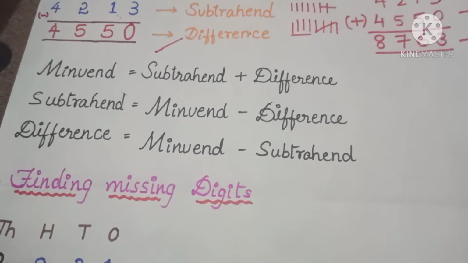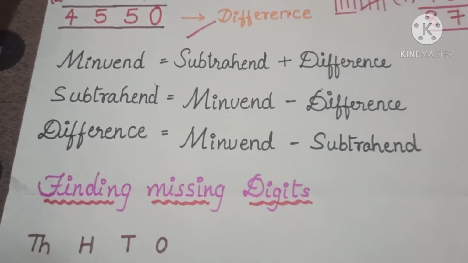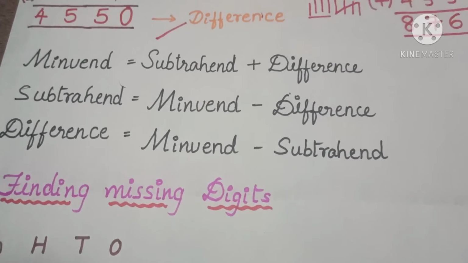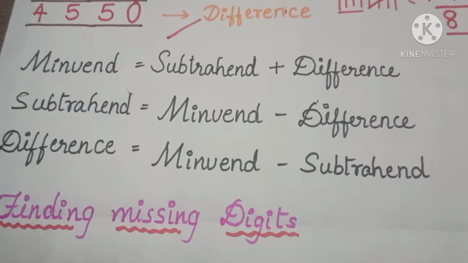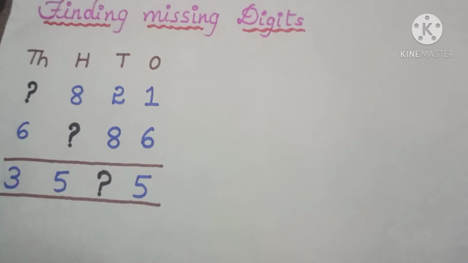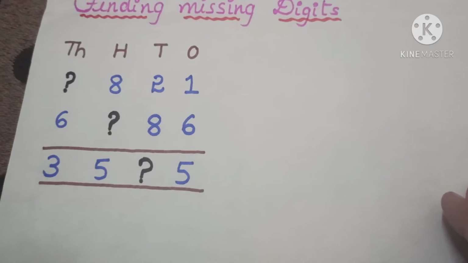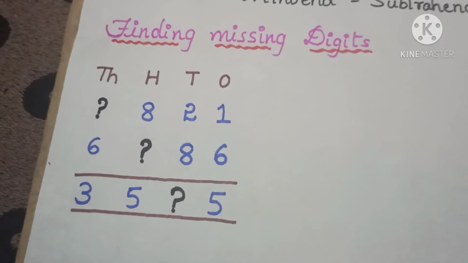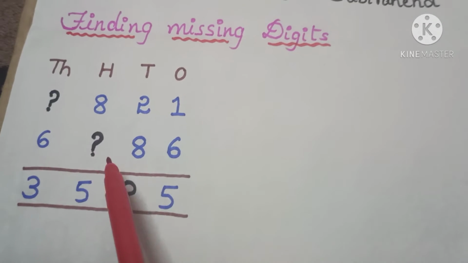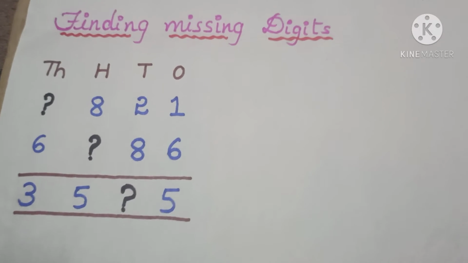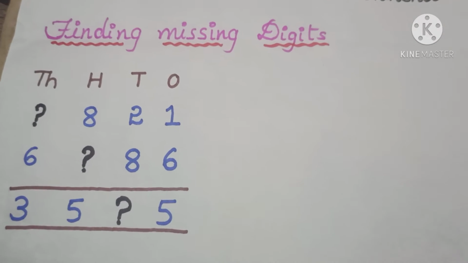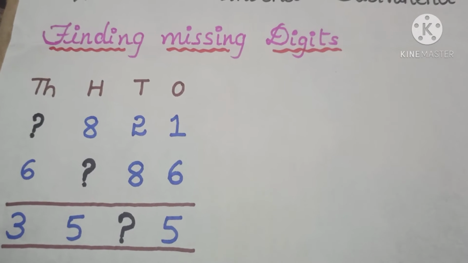Are you wondering why I am telling you all these things right now? It is because we are now moving on to our new topic, finding missing digits. Here you can see 3 question marks, where we now have to find the missing digits in our today's example.